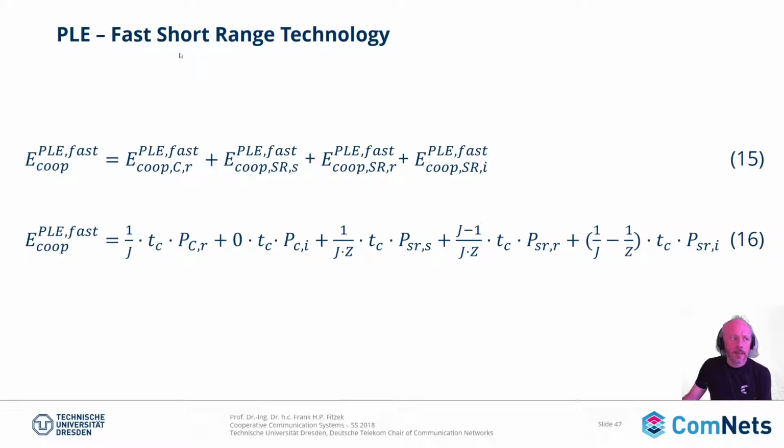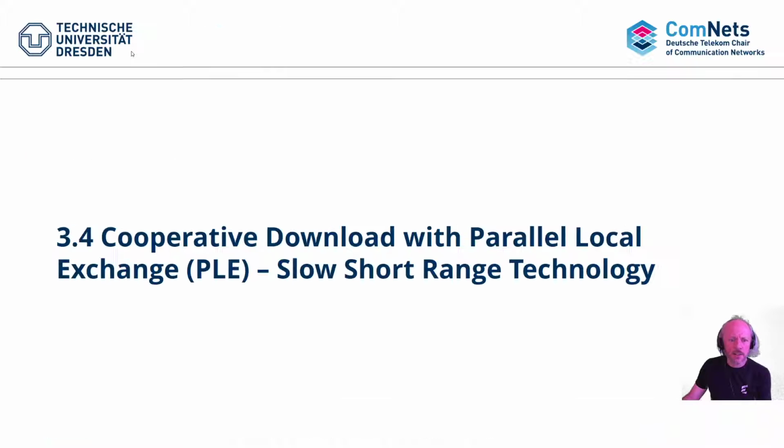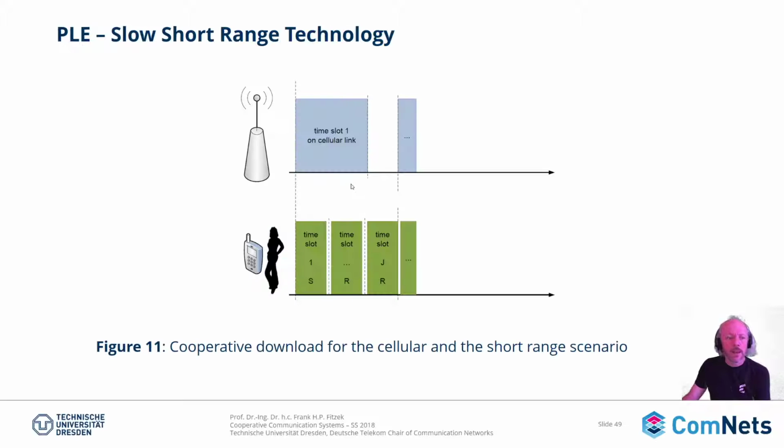Why we have this differentiation with fast and slow, I will show you here. There might be the time when we have so much activity ongoing, or z is not fast enough, that now the idle time is on the cellular reception and not on the short range. So this is a little bit different now. Let's have a look at this. This remains 1 over z. And here we have 1 divided by jz for the sending, and j minus 1 over jz. This is clear for the receiving part. This is still the same, but no idle time on the short range.